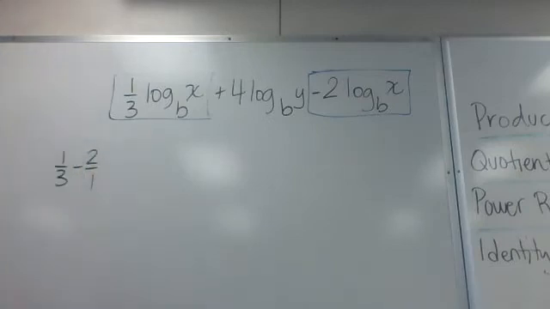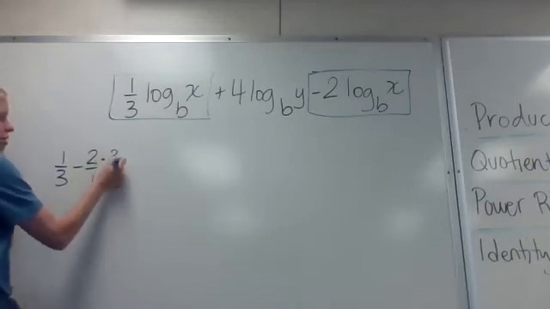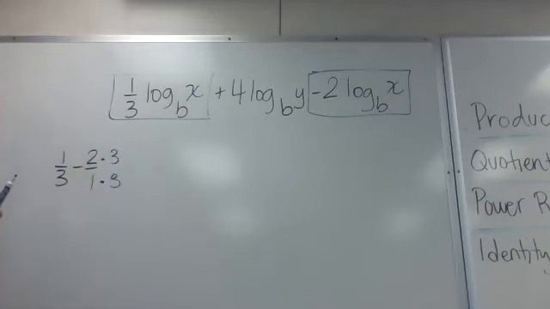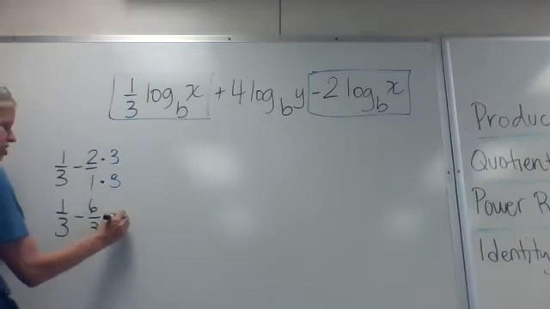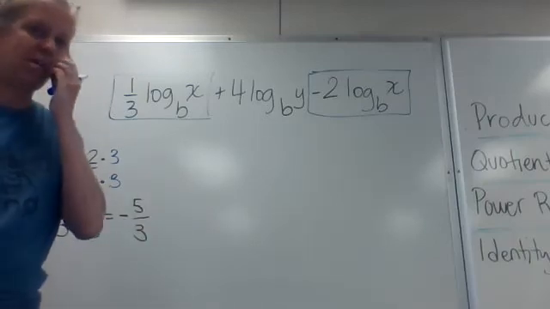So since I am subtracting, I do have to get a common denominator. The common denominator is 3. How can you turn this into a 3? What do you need to multiply it by? 3. I got to do it on top and bottom. So now I have 1/3 minus 6/3, which gives me negative 5/3.